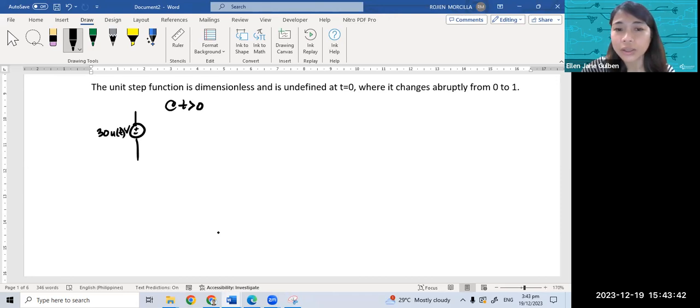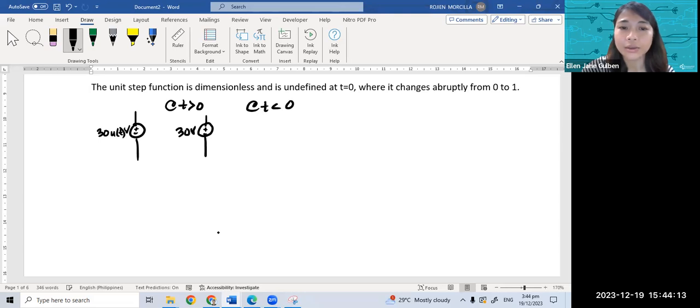So at time greater than 0, what will the value of our voltage be? You can pause the video and think first. What do you think will be the answer to this one? Okay, at time greater than 0, you will have 30 volts.